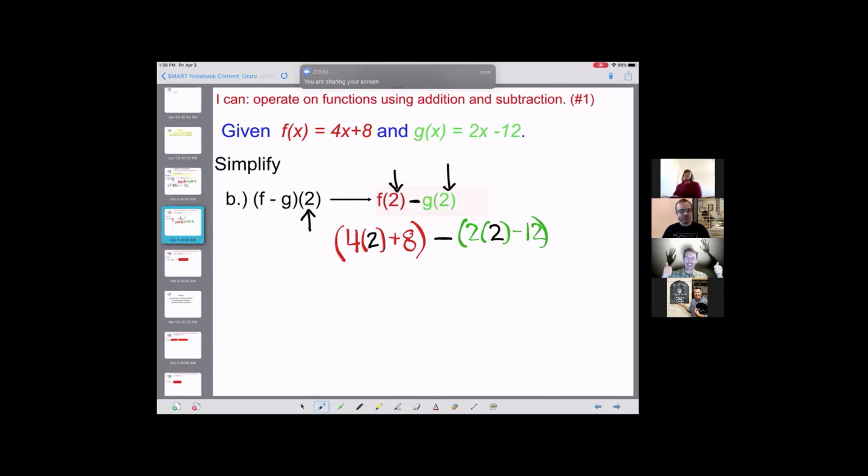Oh, yay! You got it. For our final answer, we found out it was 24, so Mr. Craig is going to write f minus g of 2 equals 24.